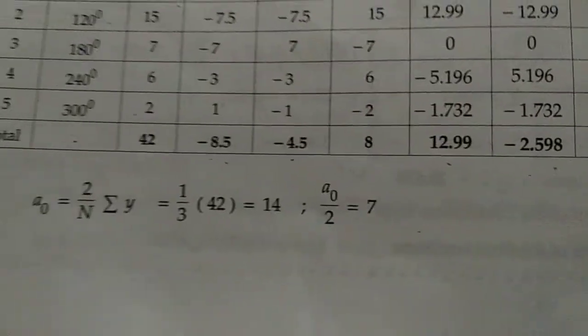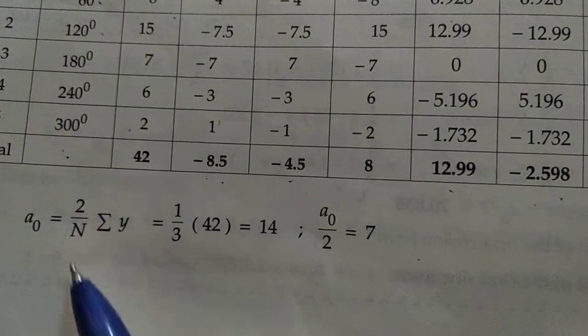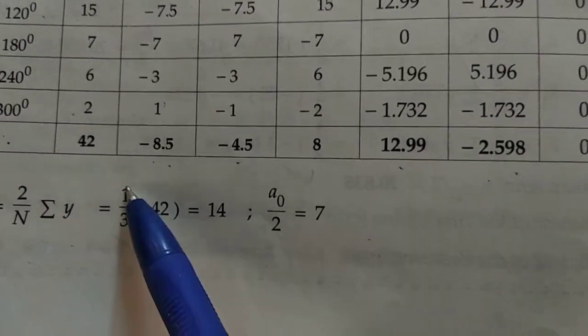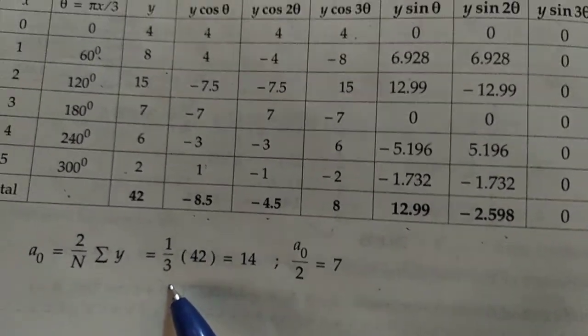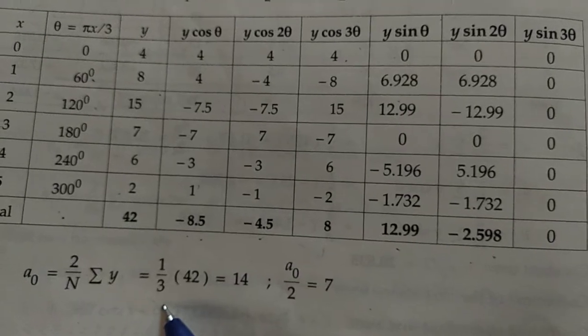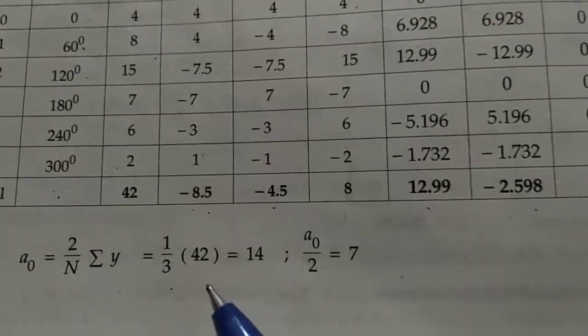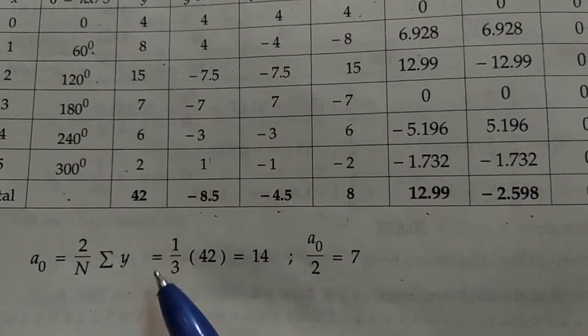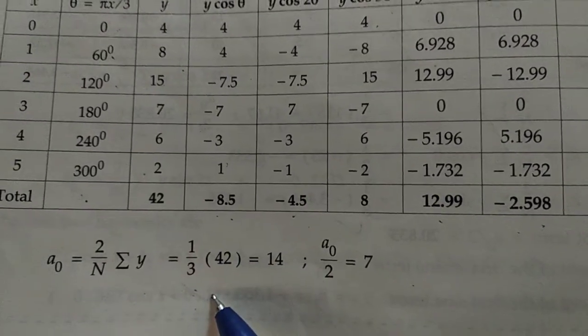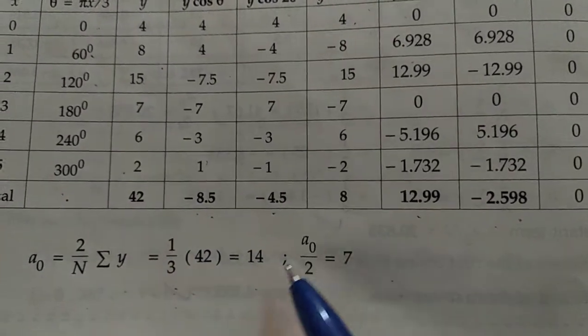So now what is the formula for A naught? A naught is equal to 2 by n summation of y. So 2 by n is equal to what? The number of values in the x column. So 2 by n, 2 by 6. Simplifying, we get 1 by 3 into summation of y, 42. So therefore A naught by 2 is 7.